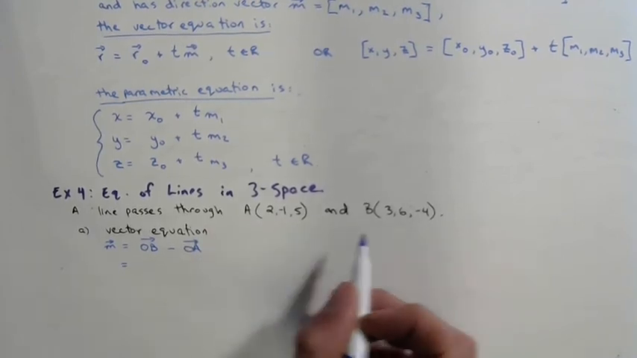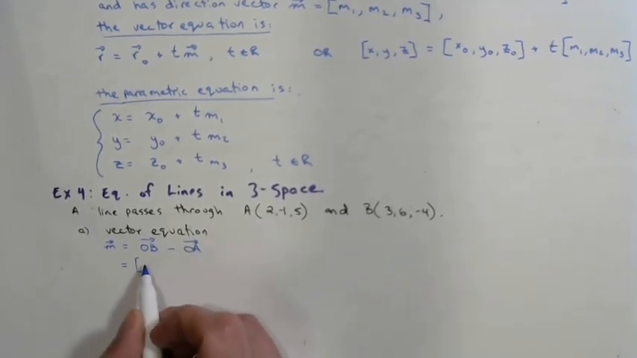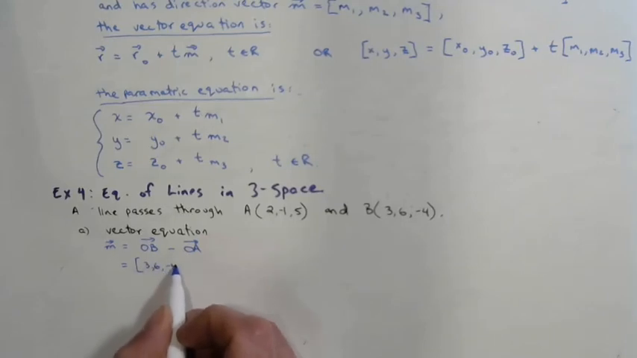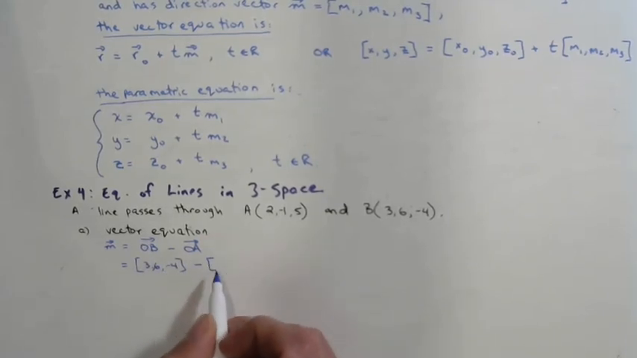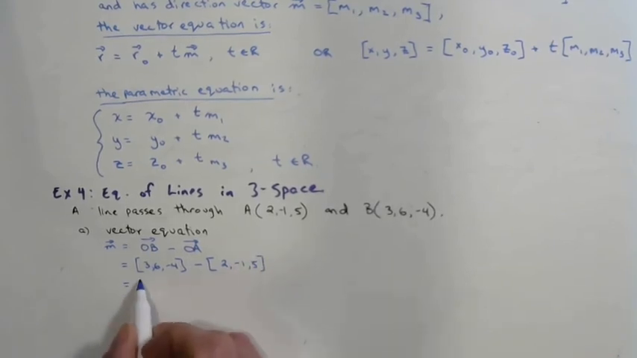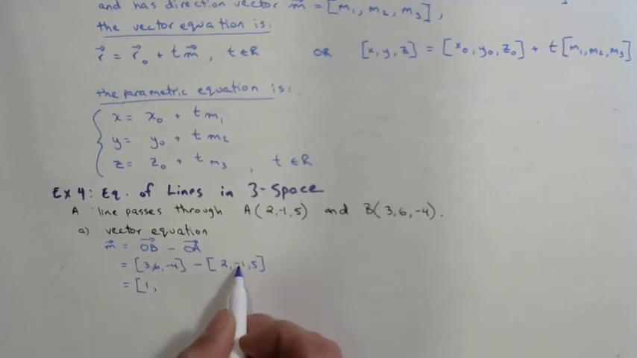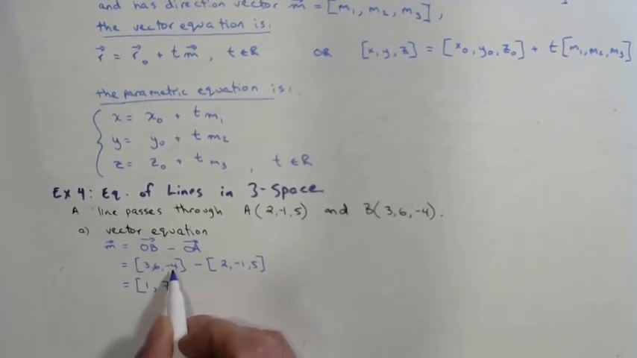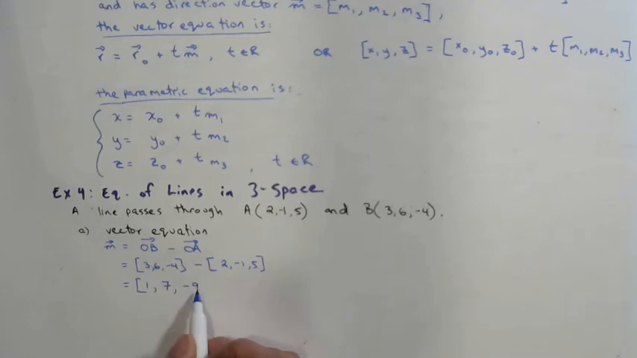We have these vectors here. OB is 3, 6, negative 4. OA is 2, negative 1, 5. Find the difference of each component. 3 minus 2 is 1. 6 minus negative 1 is 7. Negative 4 minus 5 is negative 9. All right, there's our direction vector.